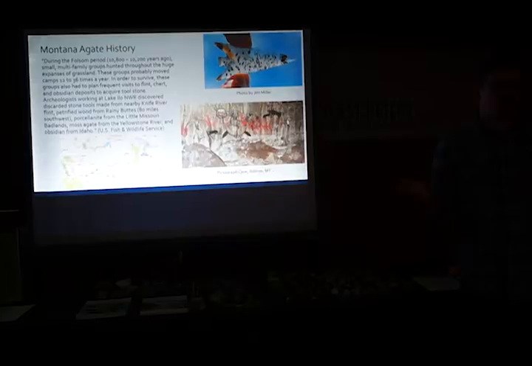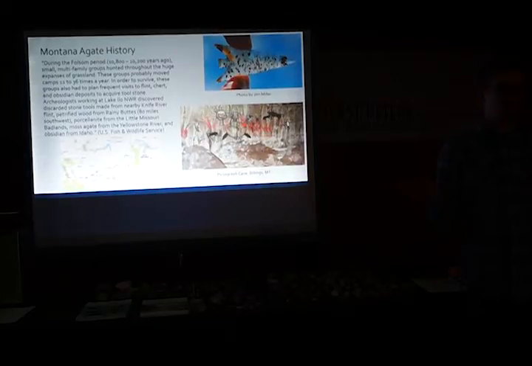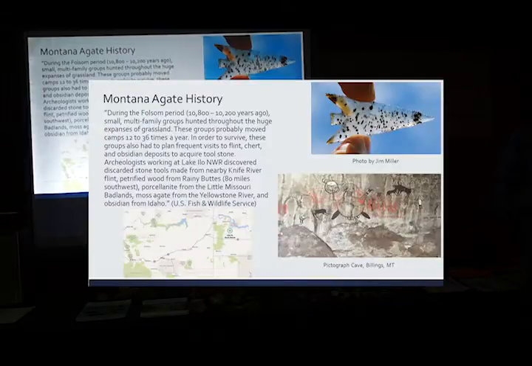Uses for Montana agates. One thing is that, because of its properties being silica, it's similar to chert or flint, so it was used in arrowheads. And this photo here in the upper right is actually from someone that made modern day arrowheads out of Montana moss agates. This was not one that was found prehistorically.